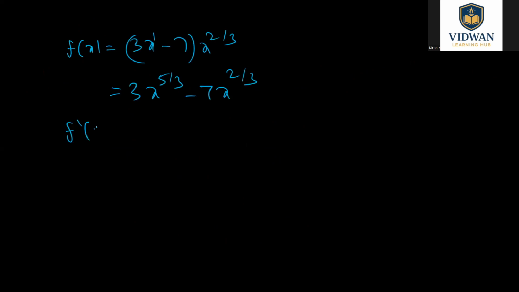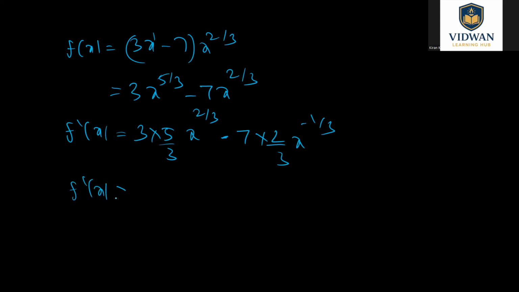Now let us find f dash x. The derivative of x power n is n x power n minus 1. So 5 by 3 x power 5 by 3 minus 1, which is 2 by 3. Here also same formula: 2 by 3 x power 2 by 3 minus 1, which is minus 1 by 3. And now you have to equate this with, what is the criteria here? It should be increasing. So f dash x greater than 0 for an increasing function. And just solve this to find the interval of x.